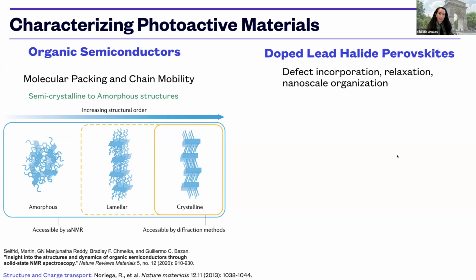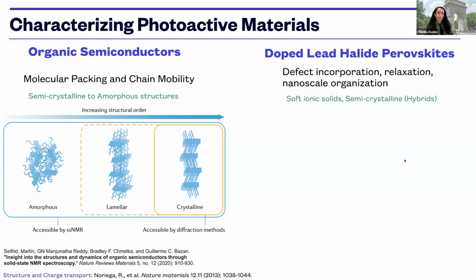For the case of doped lead halide perovskites, we know that things like defect incorporation can have significant effects on band structure and absorption behavior. Also, we use relaxation methods to study these kinds of systems. Nanoscale organization in these classes of systems can be studied with solid-state NMR, and it also greatly influences how these perovskites function in devices.